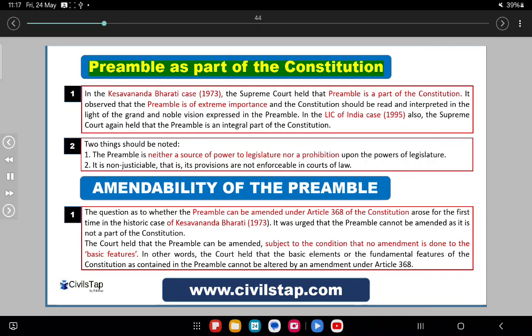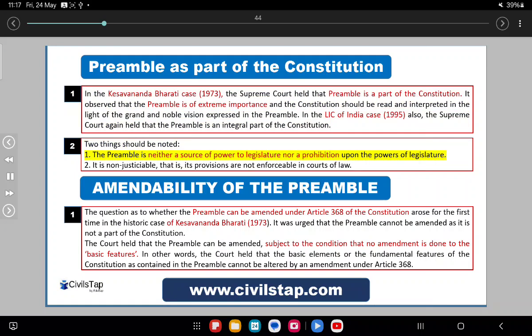1. Preamble is part of the Constitution. In the Kesavananda Bharati case, 1973, the Supreme Court held that preamble is a part of the Constitution. It observed that the preamble is of extreme importance and the Constitution should be read and interpreted in the light of the grand and noble vision expressed in the preamble. In the LIC of India case, 1995, also, the Supreme Court again held that the preamble is an integral part of the Constitution.